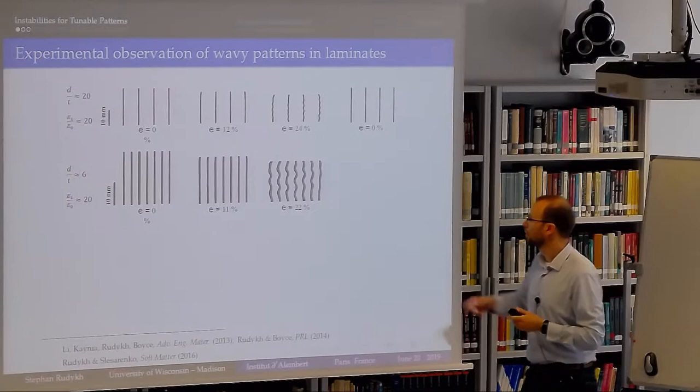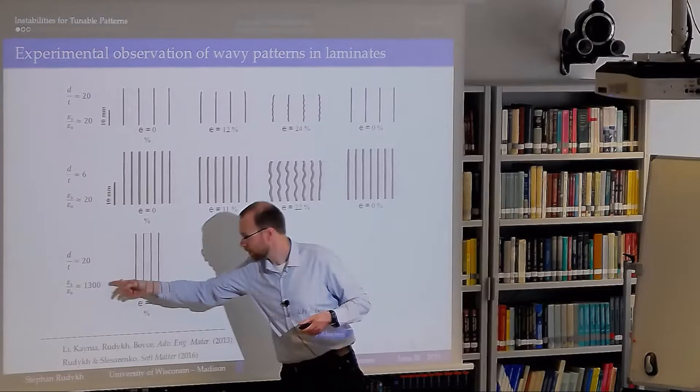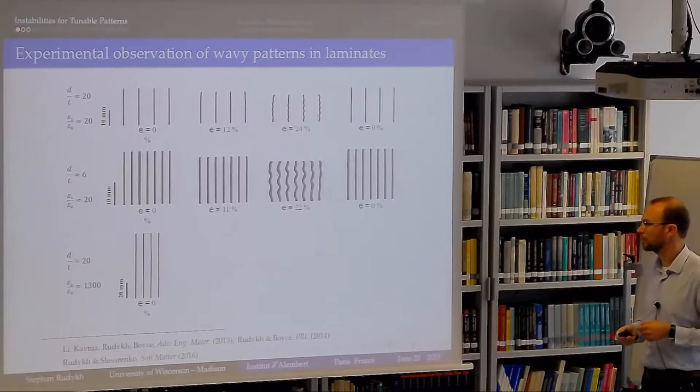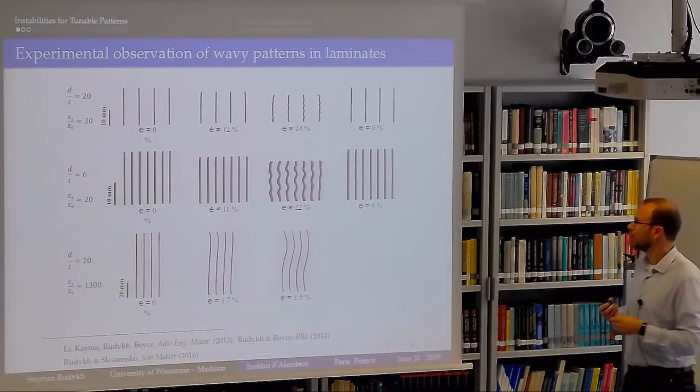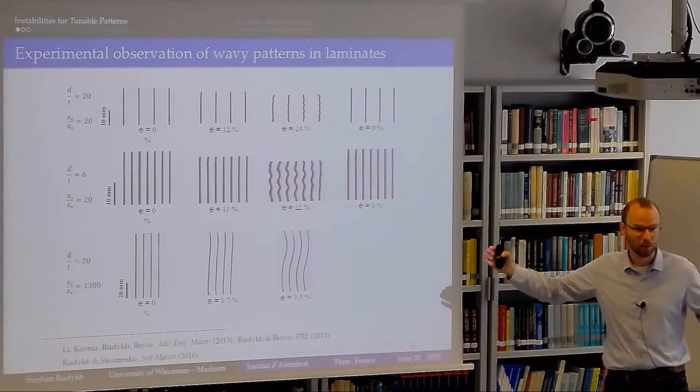And of course, we can also tune the behavior by changing the contrast in the material properties, so the Young modulus. For a relatively large stiffness ratio in terms of Young modulus, of more than 1,000, you get to the regime of what is called the long wave mode. So basically, I can get an even larger mode here, limited just by the size of the sample that I put here. The larger the sample, the larger the wavelength will be.